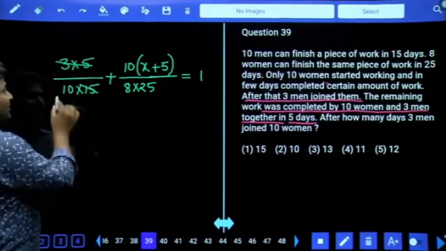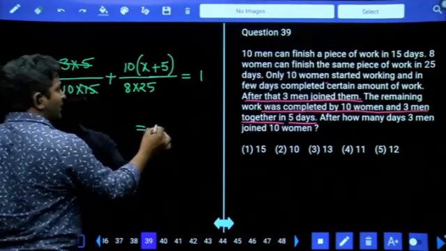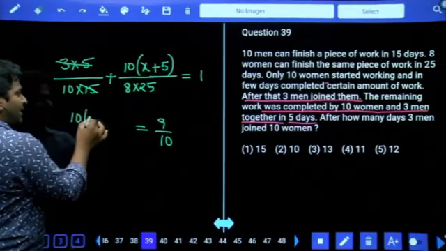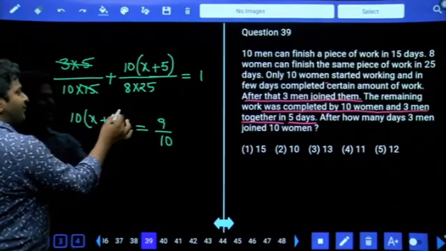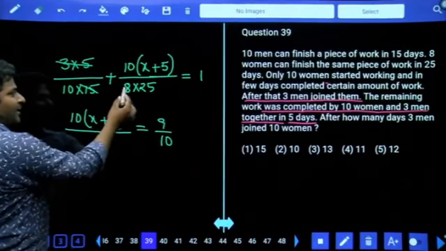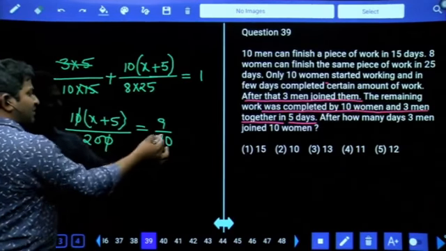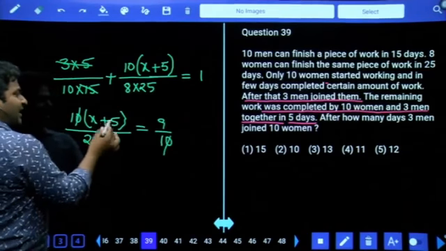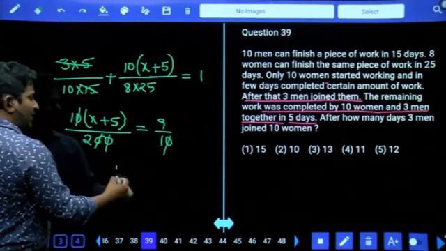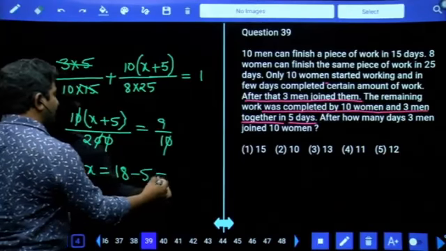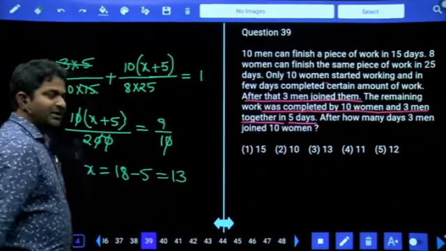15 gets cancelled. 1 by 10 goes to the other side. 1 minus 1 by 10 is equal to 9 by 10. That is 10 into X plus 5 divided by 8 into 25, that is equal to 200. The zeros get cancelled. X plus 5 is equal to 2 into 9, that is equal to 18. Then X is equal to 18 minus 5, that is equal to 13. Third option is our final answer.